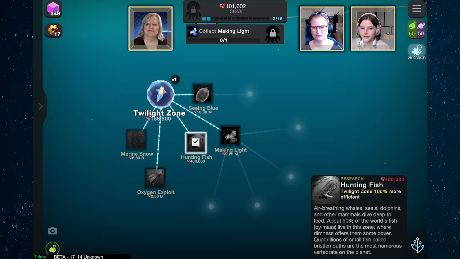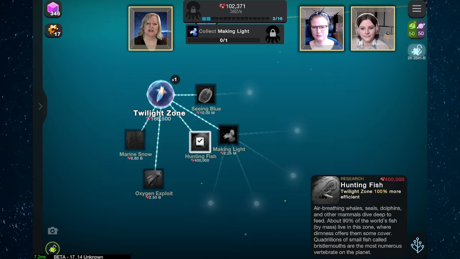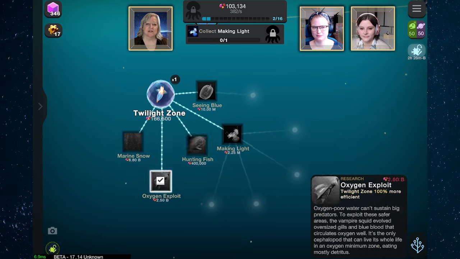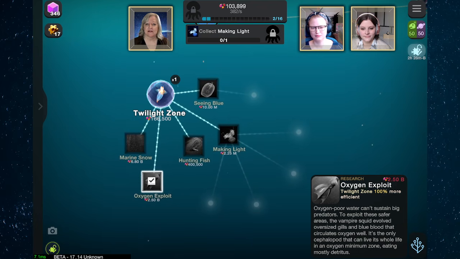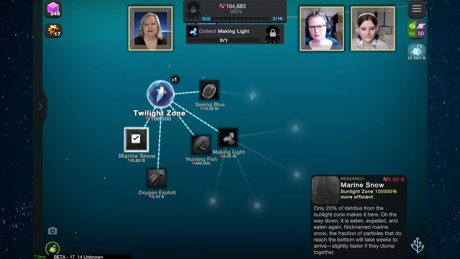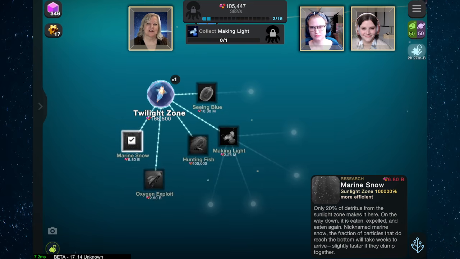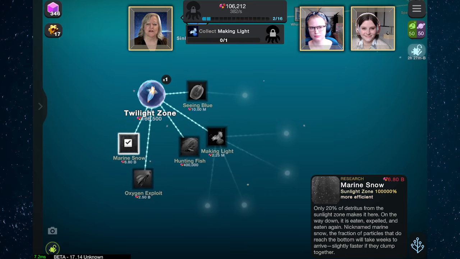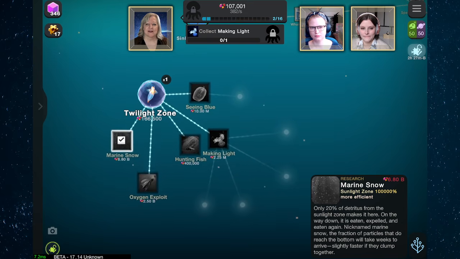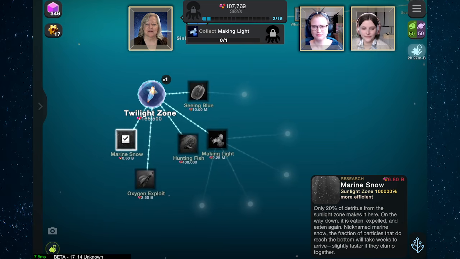How many zones are there total? So we have 5 zones in this ocean, all defined by light, basically. And I'm not going to spoil it because I think there's a big surprise at the bottom zone, and the bottom Olga worked really hard on. I think you're going to love it.